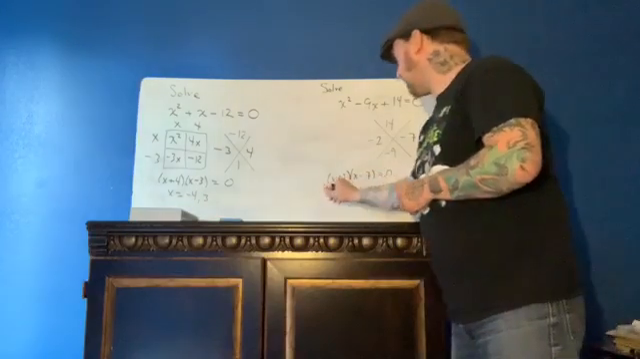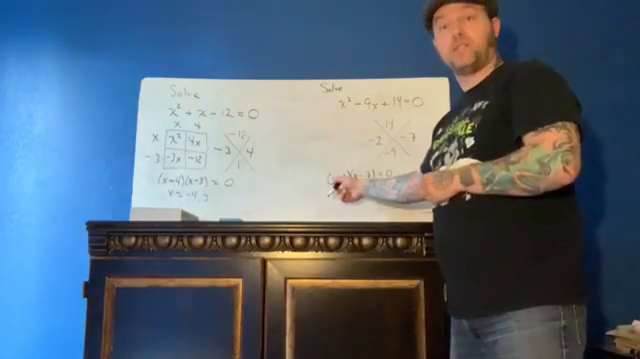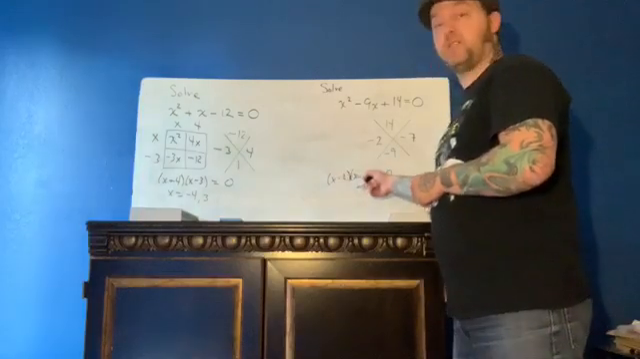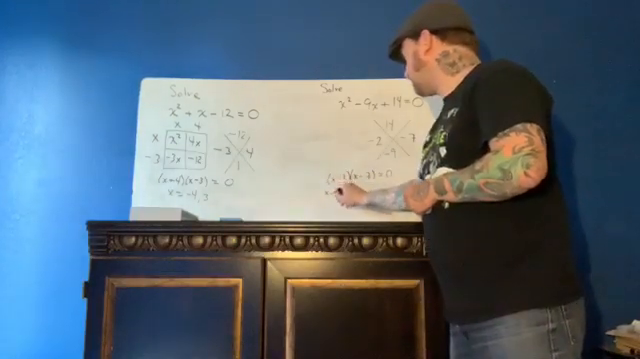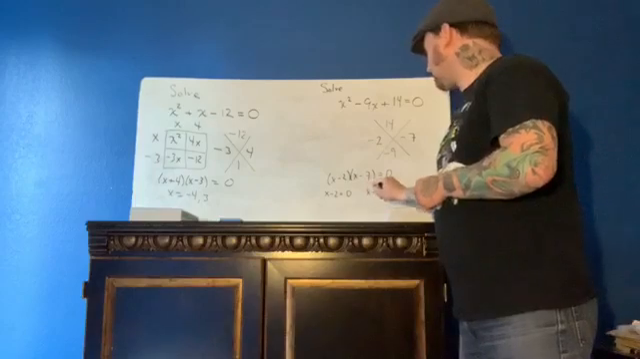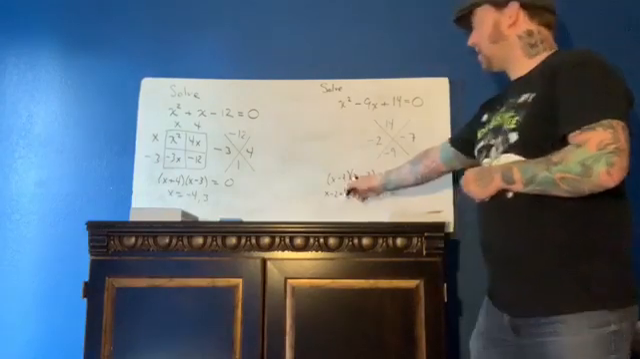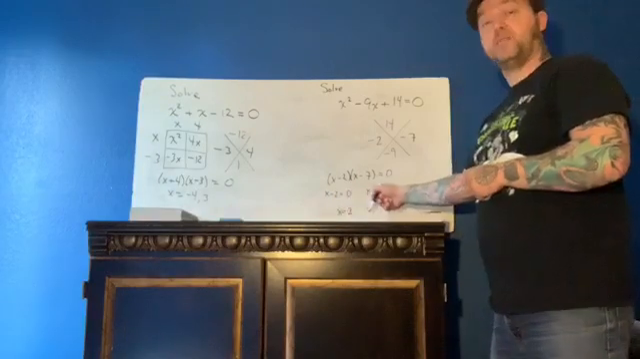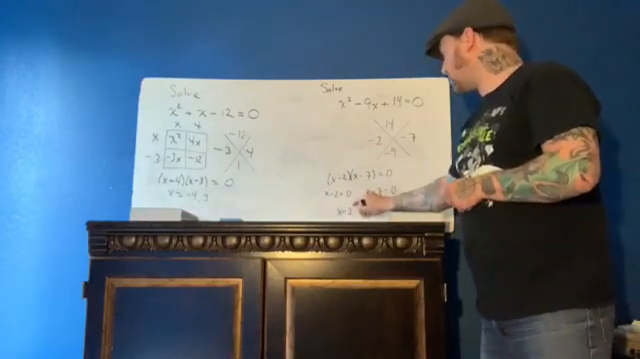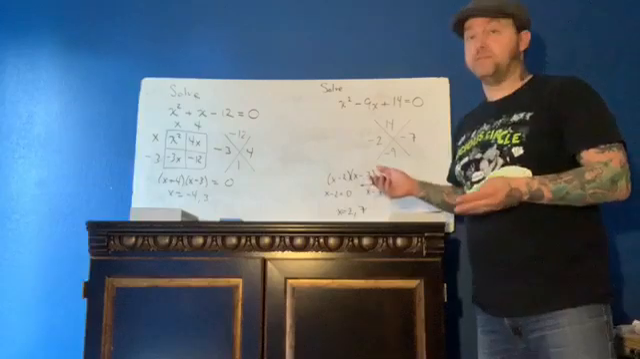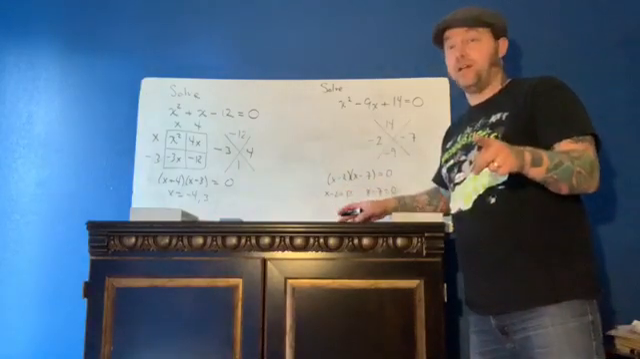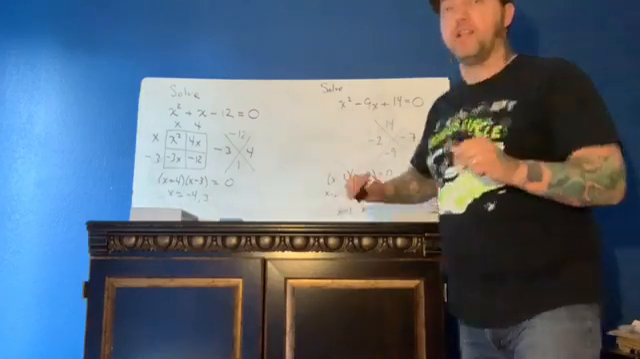So what's x? Well, zero product property says this times this is 0. One of those has to be 0. So x minus 2 is 0, or x minus 7 is 0. If x minus 2 is 0, x would be 2. x minus 7 is 0, x would be 7. It's that easy. We got it? Want to try one more? Let's try one more.